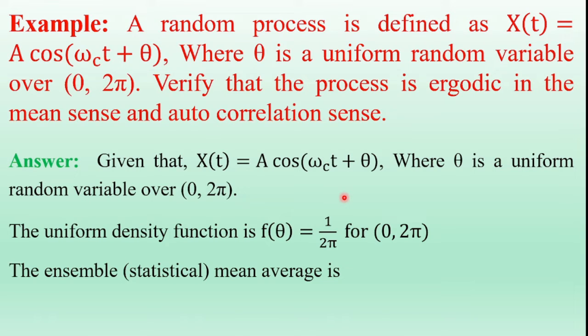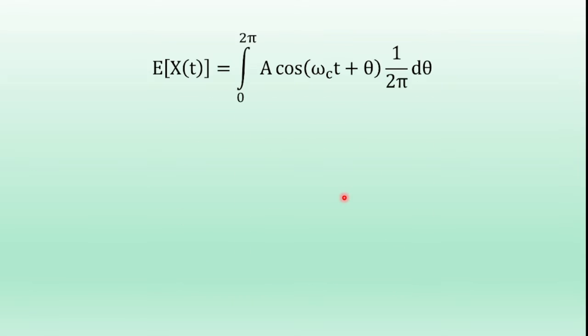The statistical mean average is the expectation of x of t. Here x of t is A cos of omega c t plus theta. A and omega c are constants, and theta is a uniform random variable. Given that the range of theta is 0 to 2 pi, the expectation of the function is the integral from 0 to 2 pi of A cos of omega c t plus theta, into the probability density function of theta, that is 1 by 2 pi, d theta.